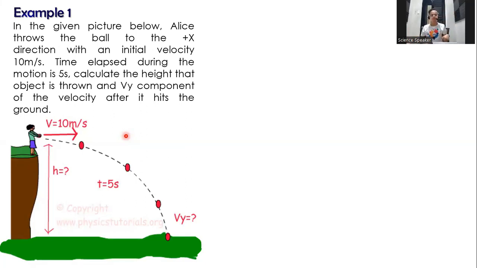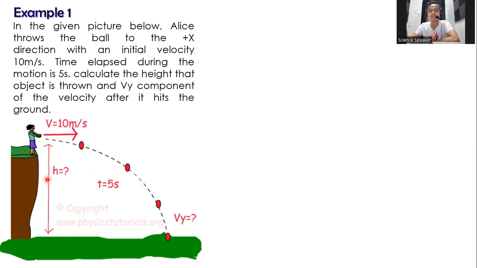Now, the very first thing that you're going to do is really to read the problem, right? So, in the given picture below, Alice throws the ball in the positive x direction with an initial velocity of 10 meters per second. The time elapsed during the motion is 5 seconds. Calculate the height from which the object is thrown and the y component of the velocity after it hits the ground. So, after you read the problem, you draw it. Since we already have a drawing below, we are okay. We have the time and the height.